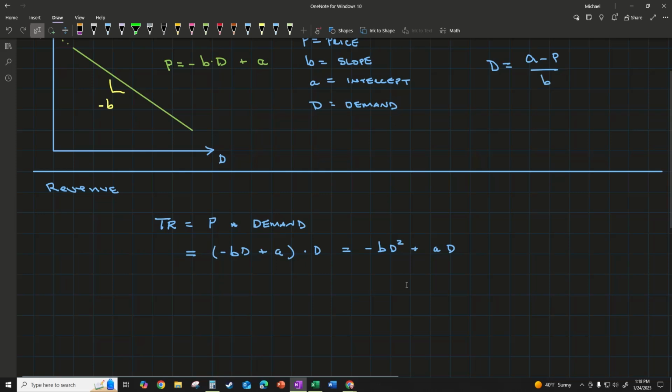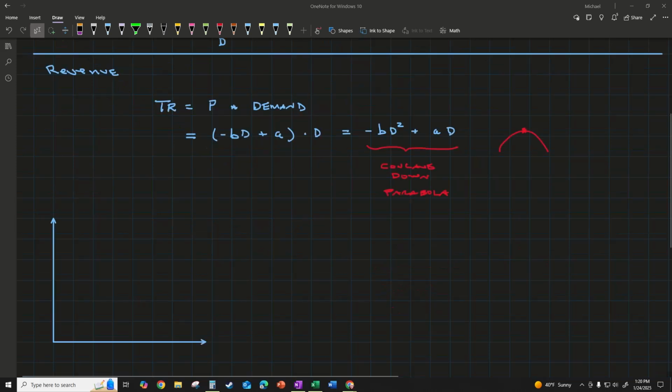And we can tell by just looking at this, because we have a negative here, that this is going to be a concave down parabola. So it's going to look something like this. We're going to have a curve that looks something like this, and that will give us a distinct maximum. If I plot this curve, it's just a parabola with a distinct maximum.